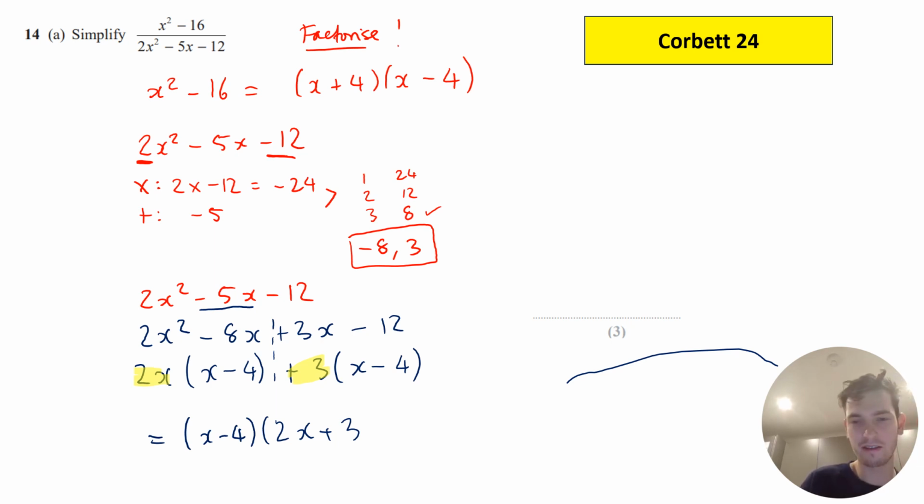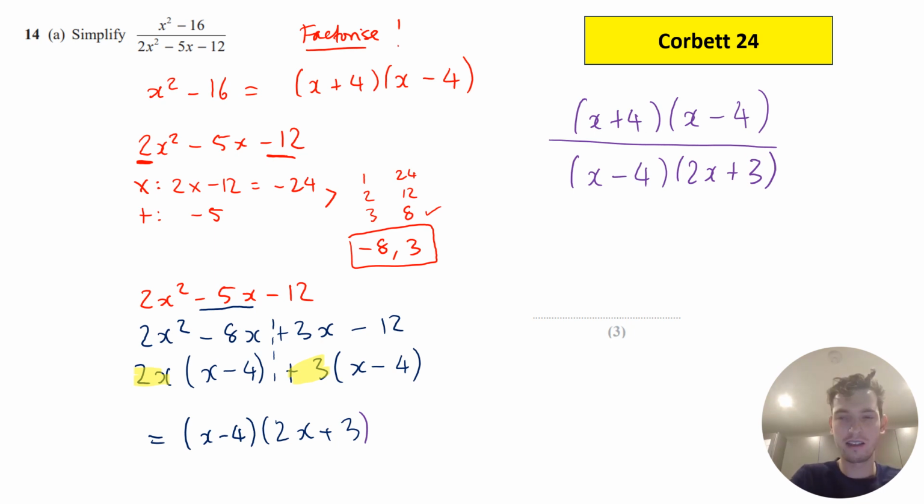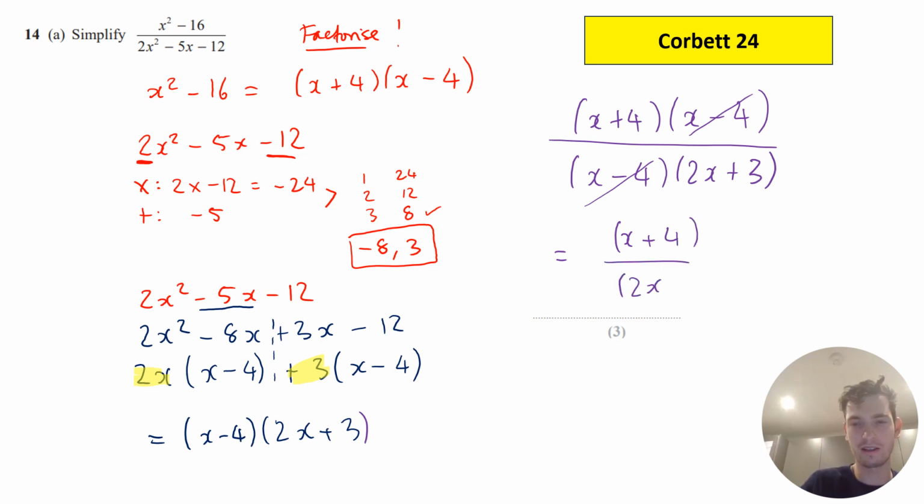Okay, final step. Let's rewrite my function. So on the numerator, I've got x plus 4, x minus 4, and the denominator, x minus 4, 2x plus 3. And when I see these types of questions, I'm always expecting to be able to cancel. So I can cancel here because my x minus 4 is the same. If you work out something and you can't cancel out, you've probably gone wrong. So my final answer is going to be x plus 4 over 2x plus 3.